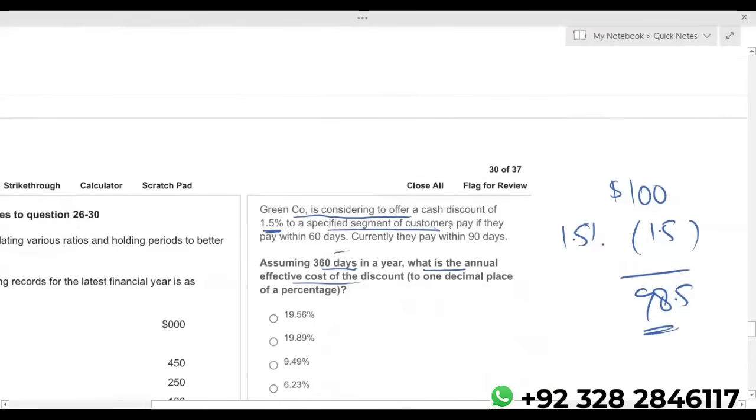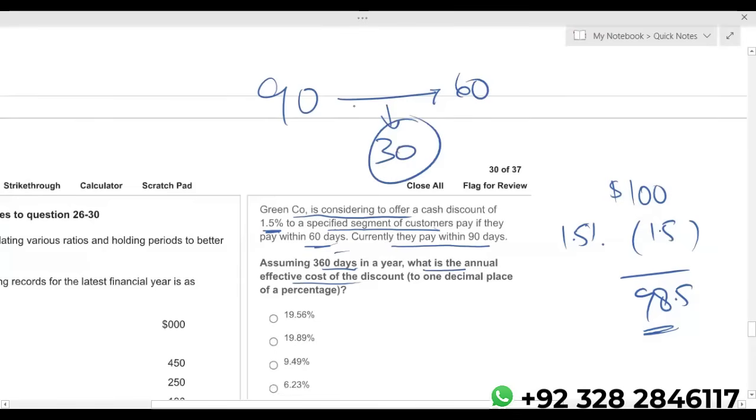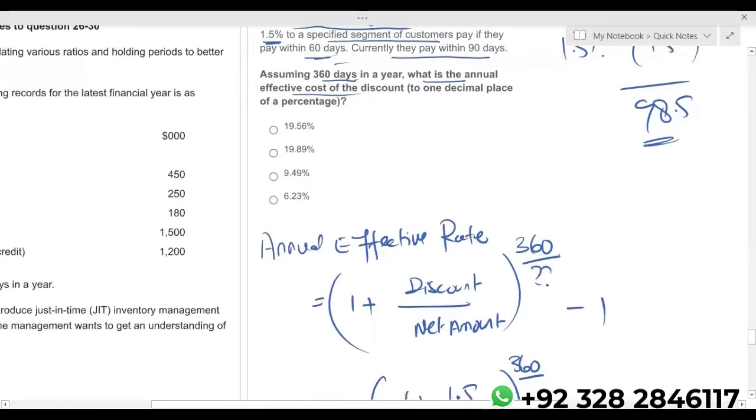To a specified segment of customers, if they pay within 60 days. So I need to know how many days they were taking before this. To get the discount, they will be making payment in 60 days. Currently, they pay within 90 days. Now, listen, those who were paying in 90 days are now going to pay in 60 days. How many days earlier will they be paying? 30 days. Repeat, those who were paying in 90 days will now be paying you in 60 days. So how many days earlier will they be paying you?